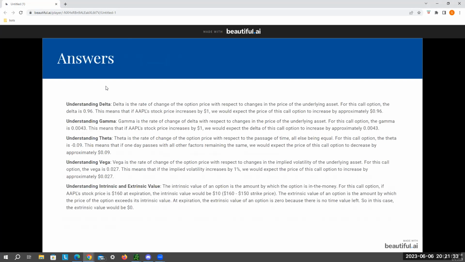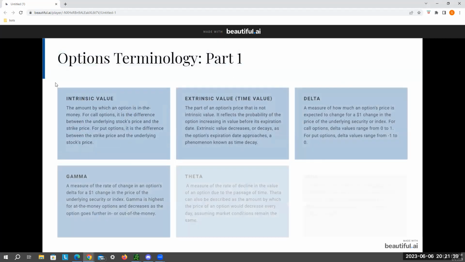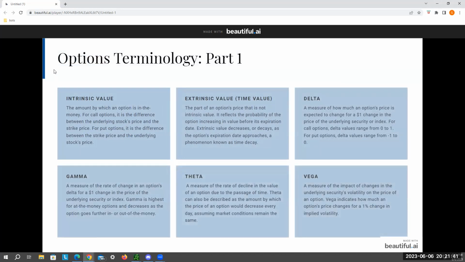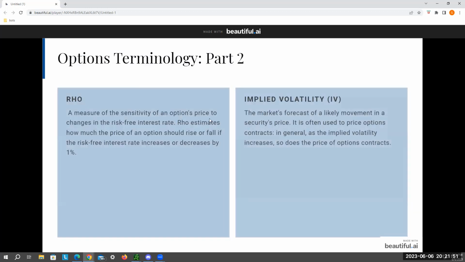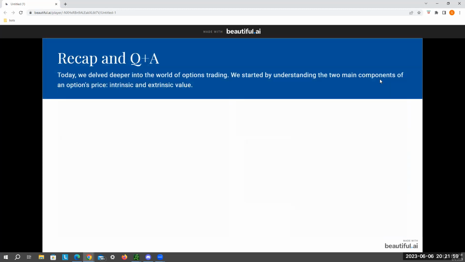Here's the answers for that for you guys that are not watching it currently live. You guys would have that. Here's the options terminology for today. We learned about intrinsic value, extrinsic value, also known as time value, our Greeks, which is the delta, gamma, theta, vega, our rho, and implied volatility. You guys can go over this yourselves afterward to better understand this if you don't remember.